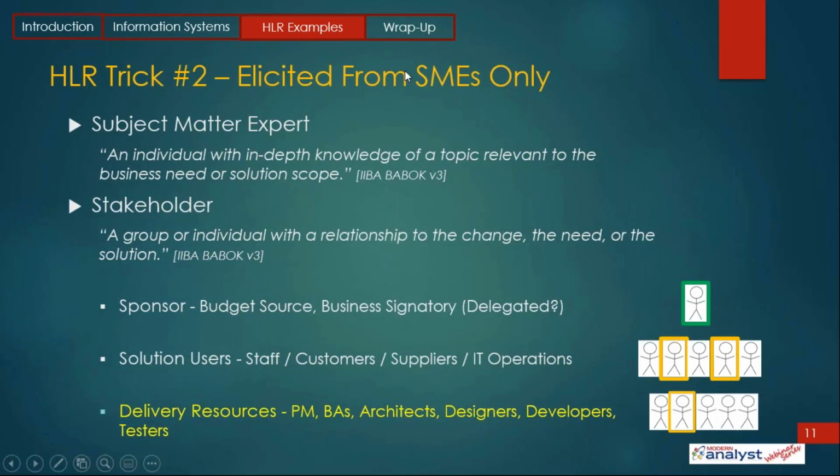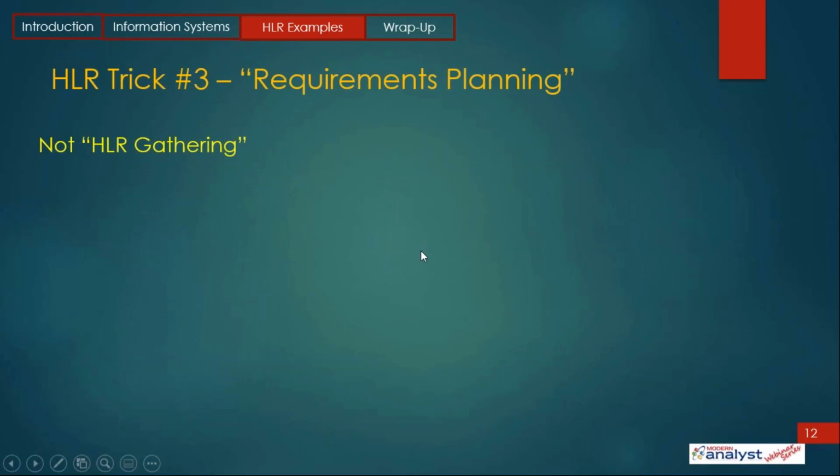But what I'm saying is, trick number 2 is we don't want stakeholder requirements. We don't want a requirement that some stakeholder says they need. What we want is the subject matter experts to tell us what they need. Okay, so trick number 3, we don't call it gathering high-level requirements, okay? Because if the stakeholders hear about that, they're going to want to be there, all right? The trick is to call it requirements planning, okay?